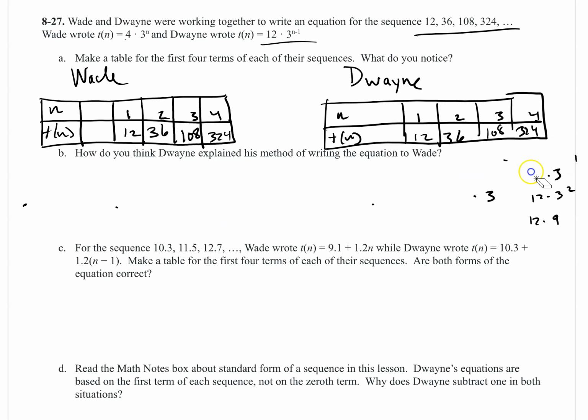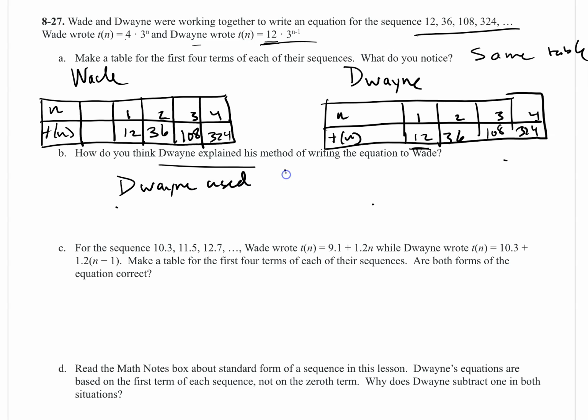Alright, so what do you notice? Same table, right? Different equation, same table. So how do you think Dwayne explained his method? Well, if you notice, Dwayne took the first term. And since this is a multiplying by 3 table, you can get the 0 term by dividing by 3. 12 divided by 3 is 4. That's the same in both sequences.